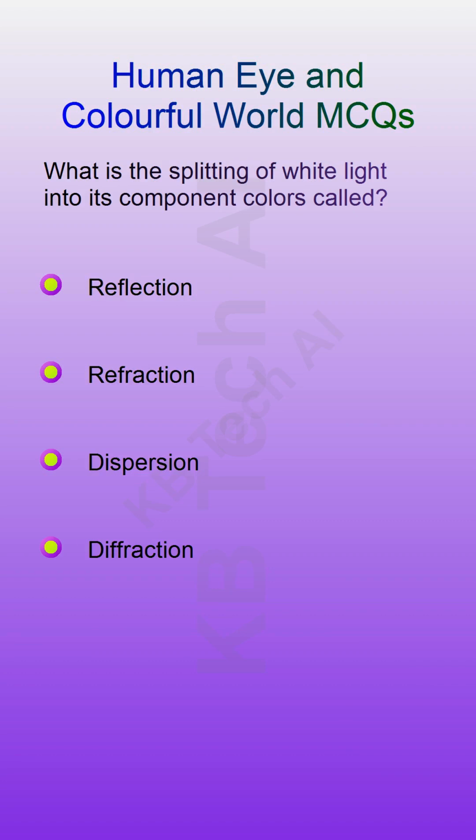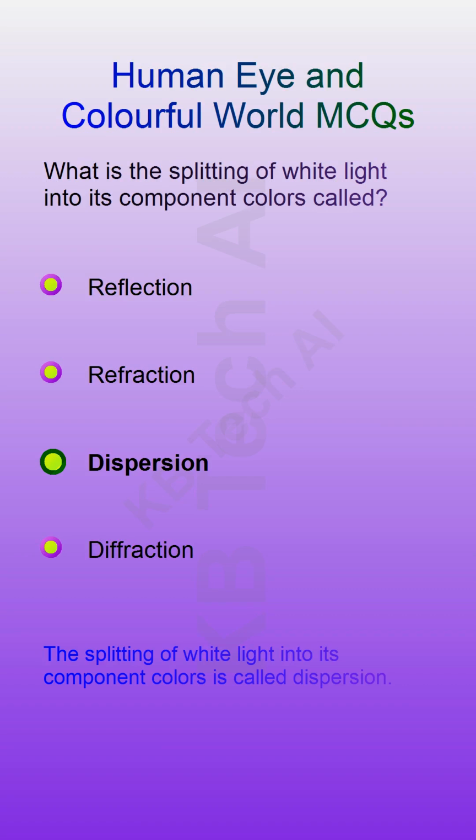What is the splitting of white light into its component colors called? Option 1, reflection. Option 2, refraction. Option 3, dispersion. Option 4, diffraction. The answer is Option 3, dispersion.